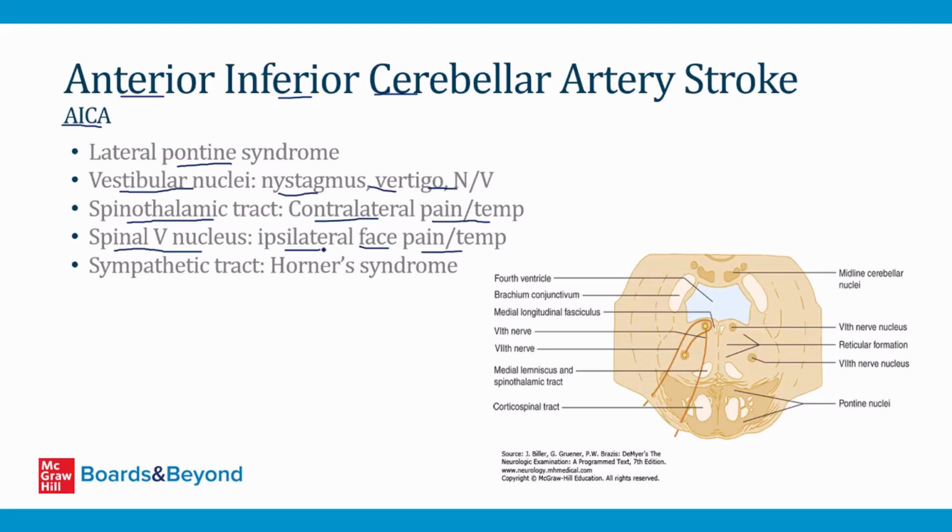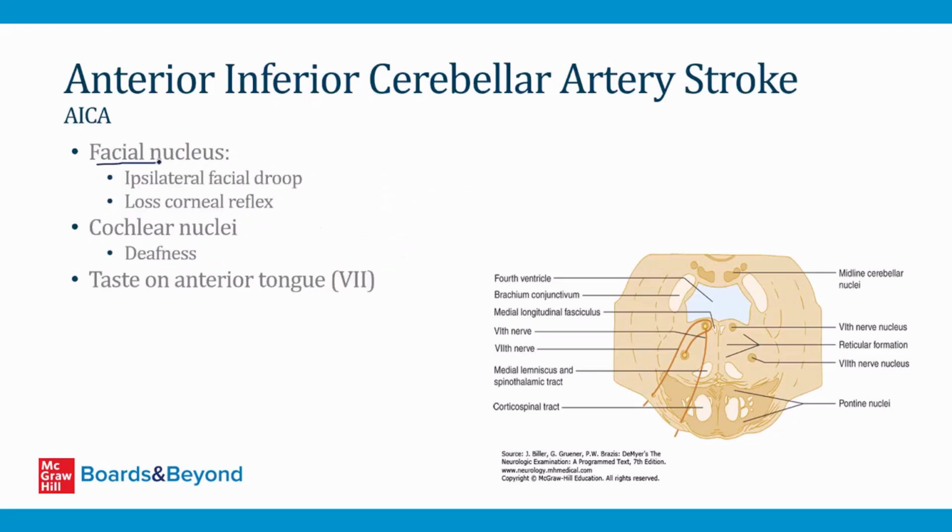And then finally, in the lateral pons, you can find sympathetic nervous system fibers, and so damage to these tracts leads to Horner syndrome. And we'll talk about what a Horner syndrome is in just a minute. It's a clinical syndrome of features involving the face. The facial nucleus is also found in the lateral pons, so damage to this structure leads to ipsilateral facial droop and also loss of the corneal reflex.